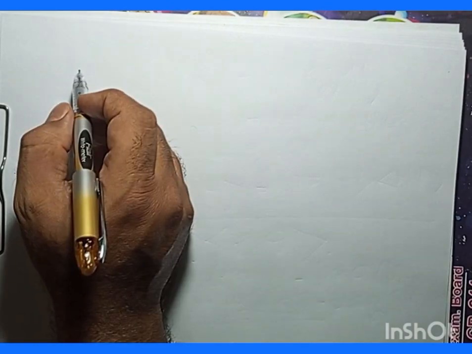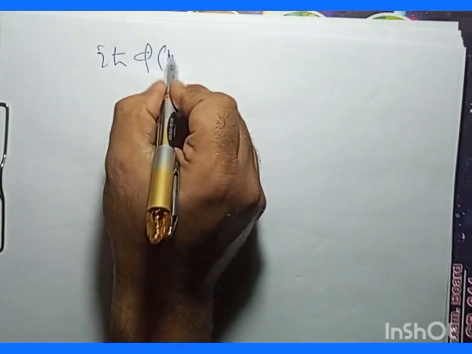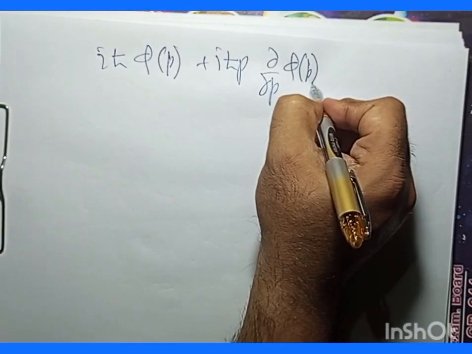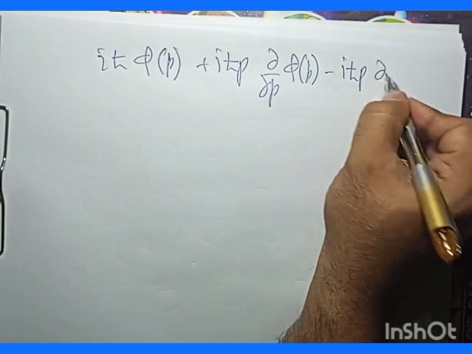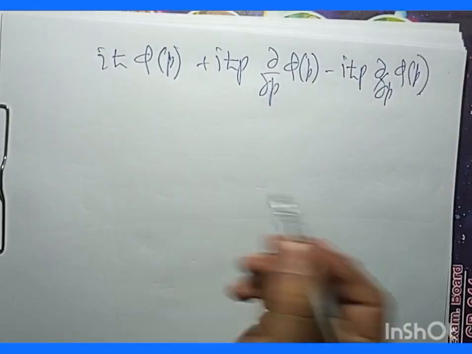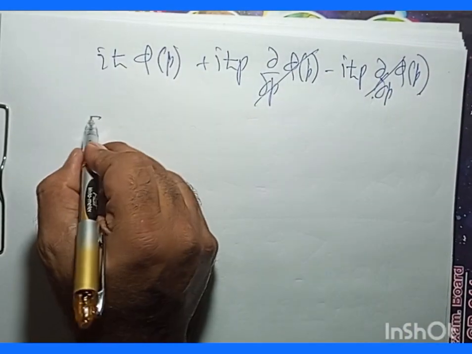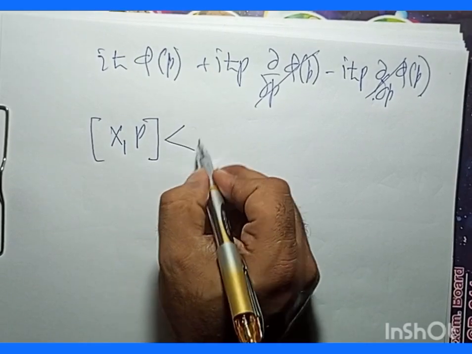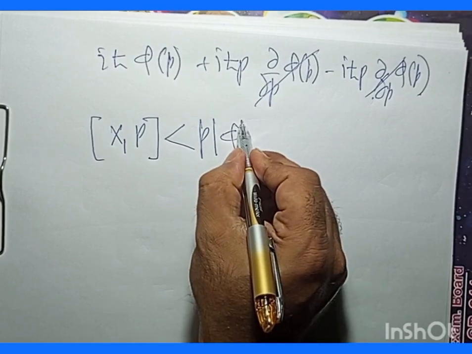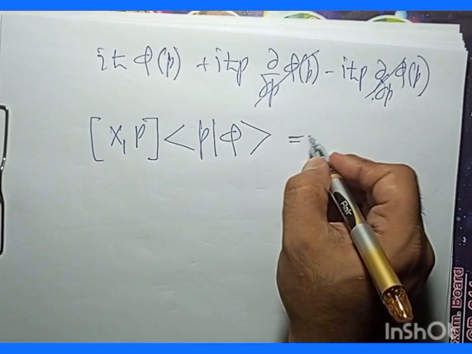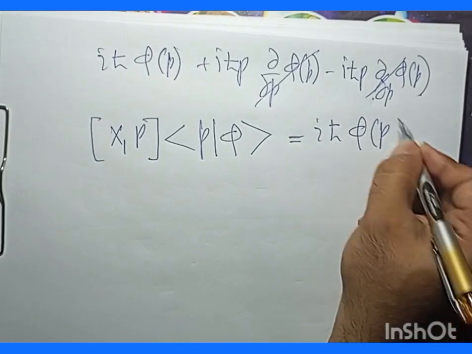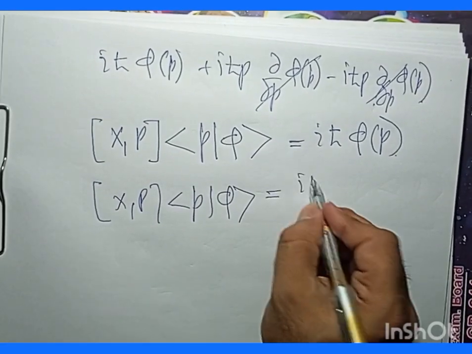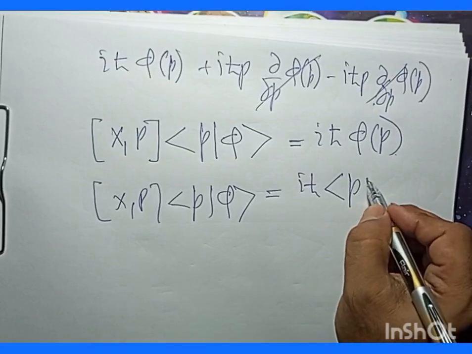Now, what we will obtain here is iħ φ(p) plus iħ p ∂/∂p of φ(p), and minus iħ p ∂/∂p of φ(p). And these two terms will cancel, and what we will obtain is that the commutation between position and momentum acting on the momentum wave function φ will give us iħ φ(p). Or more generally, we can write it as [x, p] acting on φ is iħ ket of p and φ.